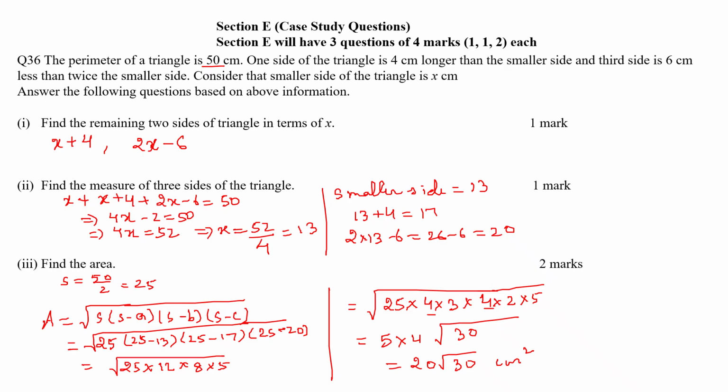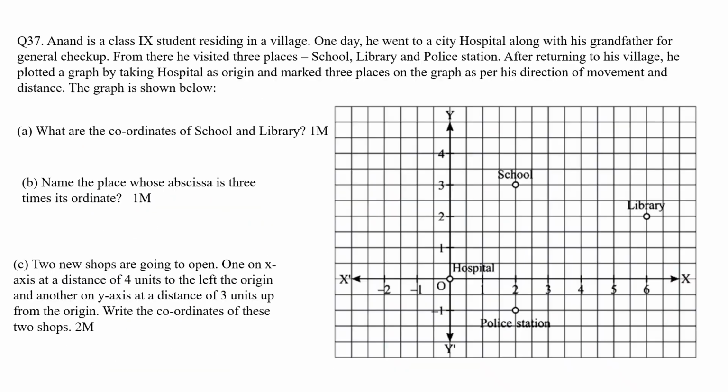Now moving to the next case study question. Question number 37. Anand is a class 9 student residing in a village. One day he went to a city hospital along with his grandfather for a general checkup. From there he visited three places: school, library and police station. After returning to his village, he plotted a graph by taking the hospital as origin. He marked three places on the graph as per his direction of movement and distance. The graph is shown below.